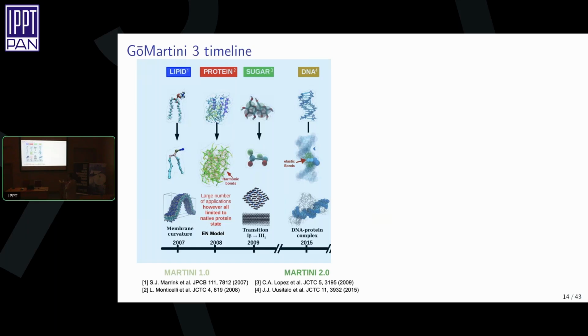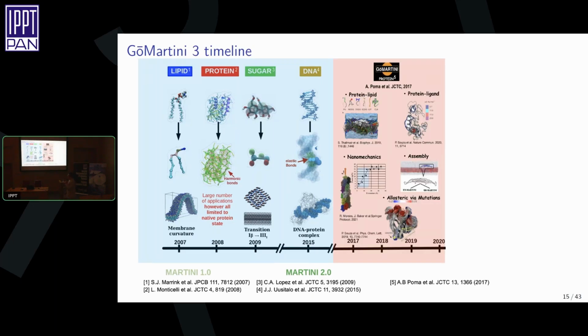And then, of course, it has been a long time since they developed parameters for sugars and also for nucleic acids, such as DNA, and one year later for RNA. So in this very robust force field is where we developed the GōMartini. It's nothing very complicated. On the other side, the elastic network was also a structure-based model. So we basically removed the elastic network and we reparameterized the interactions based on the Go potentials.